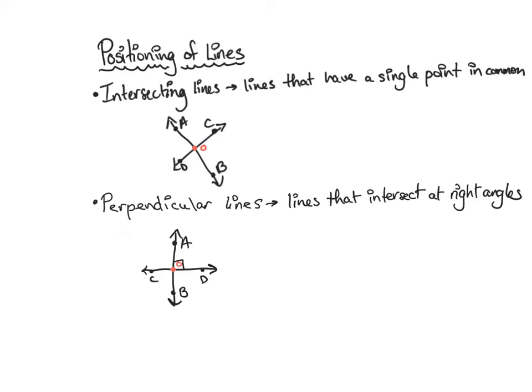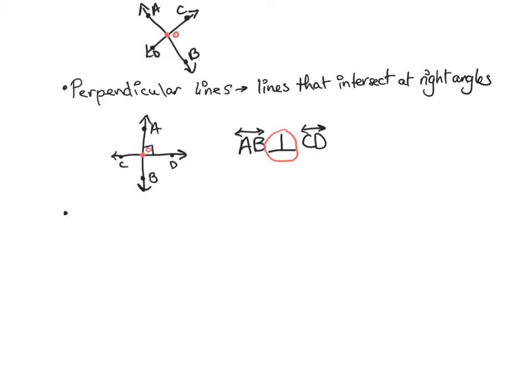And the way to write that is that AB, or line AB, is perpendicular, and this is the symbol, to line CD. So this here represents the perpendicular sign. So AB, line AB, is perpendicular to CD.